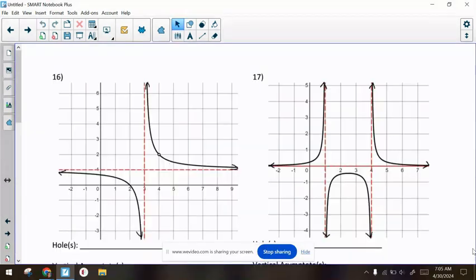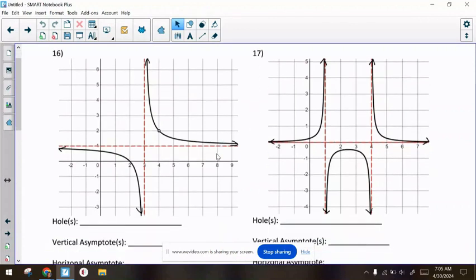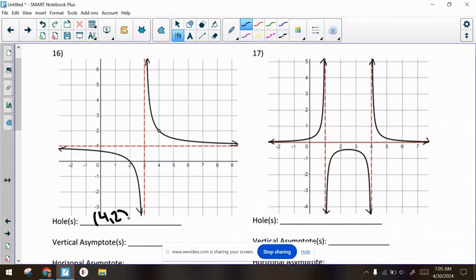All right, so we're first going to take a look at the key features of these two graphs. Now I'm going to have to do a little bit of scrolling back and forth, but I'll go ahead and fill them in as we go. So the first thing is holes. Holes are any open circles that we have, and we're going to list their coordinates. So the hole of the first graph is at 4, 2.